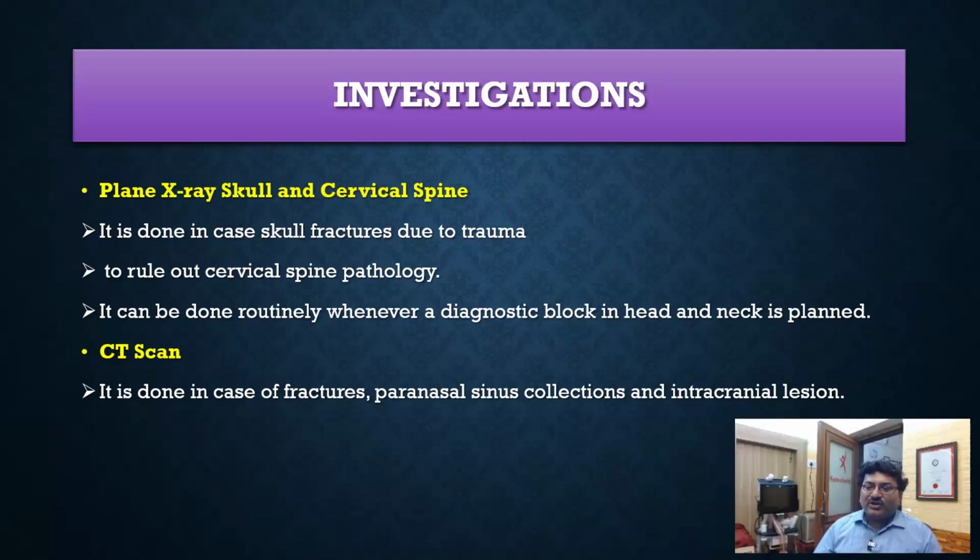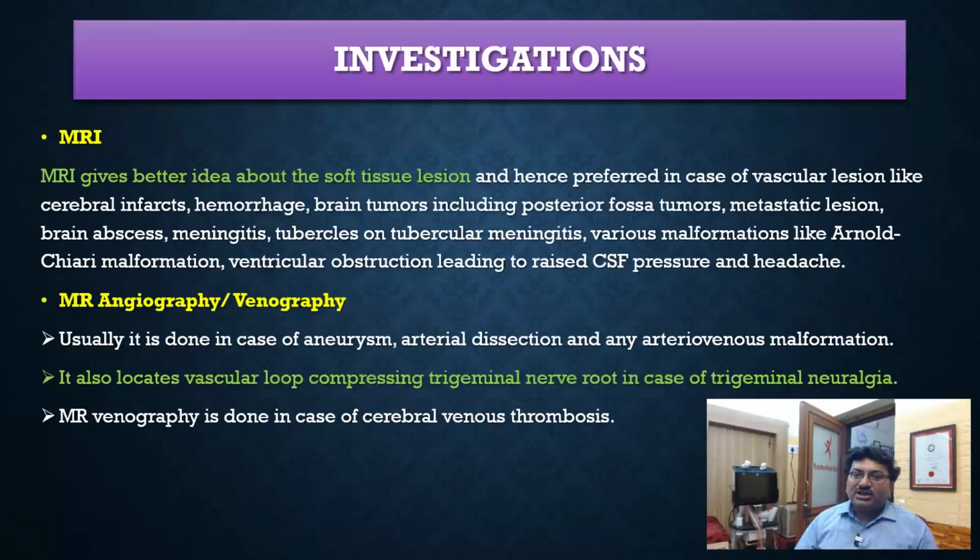CT scan is good for the bone again. It could be used to check for fracture, paranasal collections, and intracranial lesions. But remember, the best here is the MRI for soft tissue and the posterior fossa, because in the CT scan the posterior fossa is not properly evaluated. So MRI gives a better idea about soft tissues like tumors, including the posterior fossa, metastatic lesion, brain abscess, meningitis, tubercular infection, and various malformations like Arnold Chiari malformation, and ventricular obstruction leading to raised CSF pressure and headache.